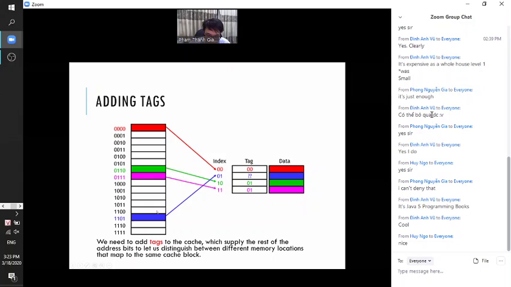So in this case, we have 01 that will be stored in the index. And what value of tag? Easy, right? 11.